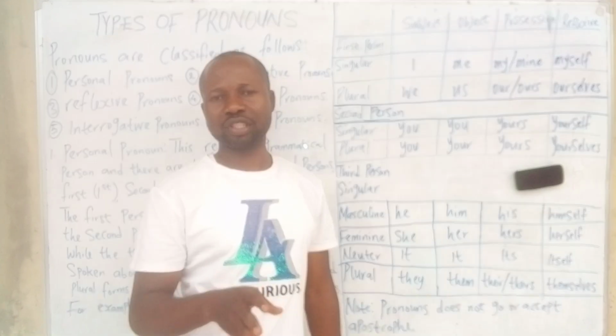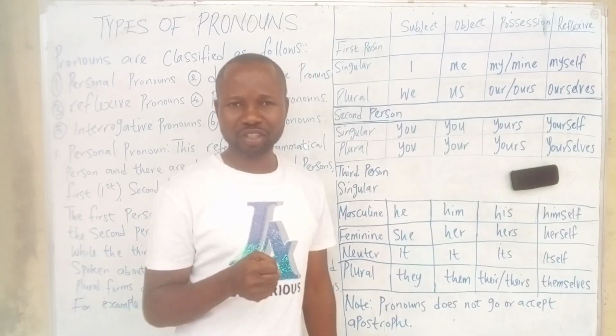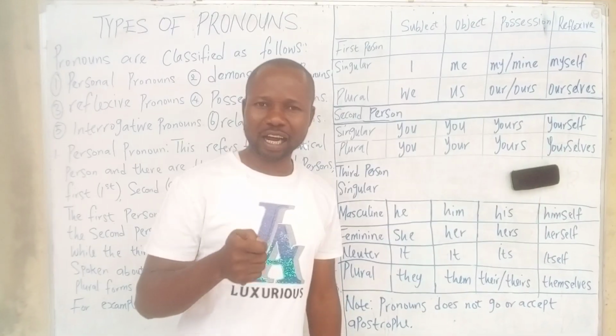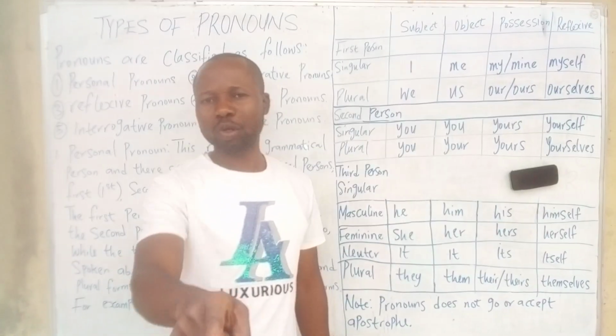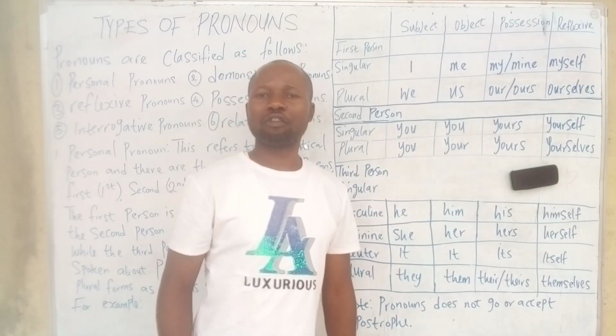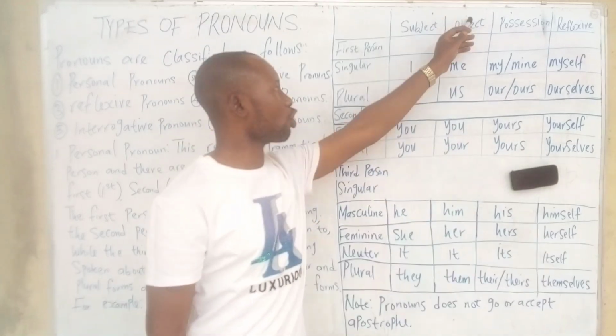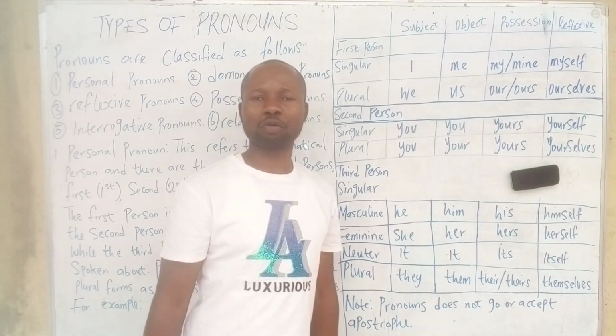Then killed is a verb, which is what? Action. Then that action that John performed was transferred to the lion. So the lion is the receiver. For the lion to be the receiver, the lion therefore becomes what? The object.